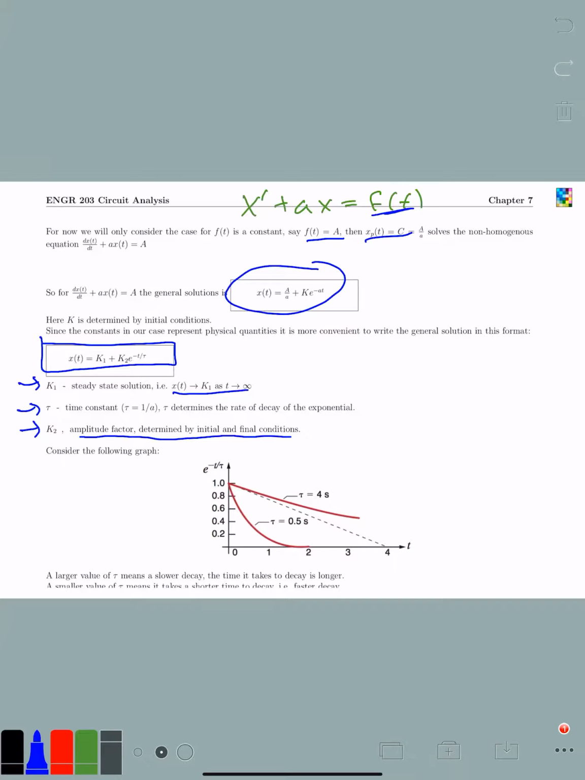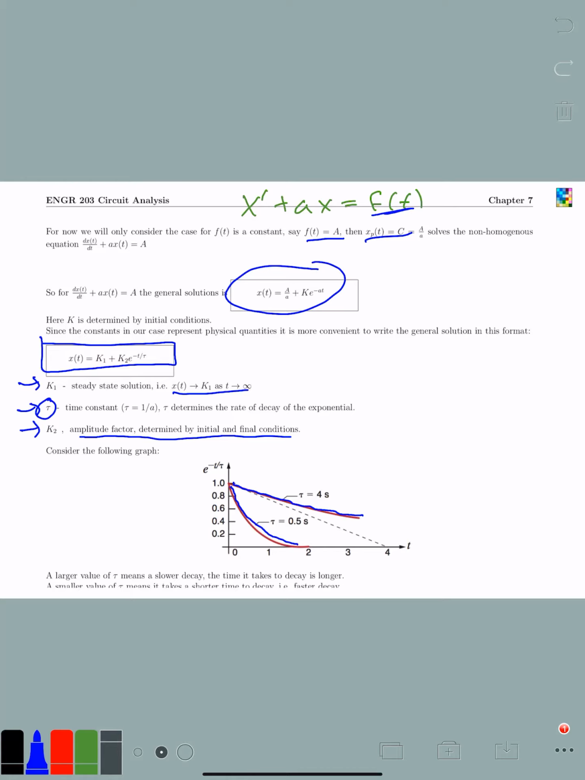And then finally, we're going to have our time constant, our Greek letter tau here, and that's going to tell you how fast your exponential will grow or decay. So if you look at this graph right here, on this one we have tau is 4 seconds, and you can see it only gradually decays. It takes longer and slower to decay. Whereas if you have a smaller time constant, it decays faster.